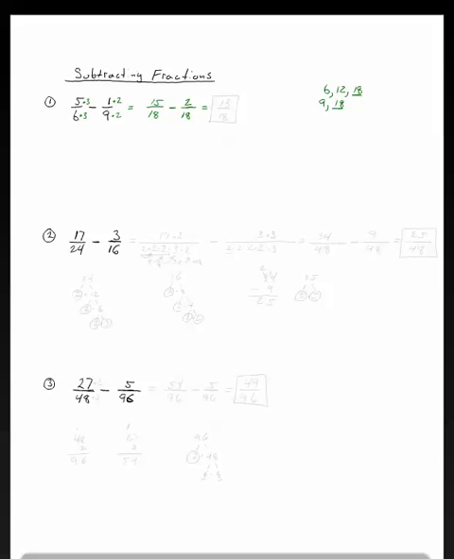Now I just do the subtraction. So I keep my common denominator of 18, and then 15 minus 2 is 13. Once I have my answer, I have to make sure that it's not reducible. Well, 13 is prime. So if this fraction, 13 over 18, is reducible, it's because 13 times something gives me 18. And I can't multiply 13 by anything and get 18. So we're done.